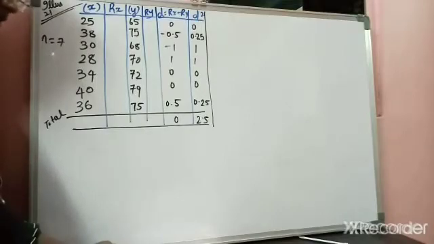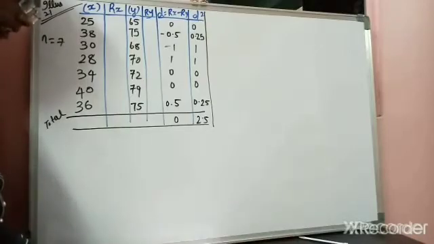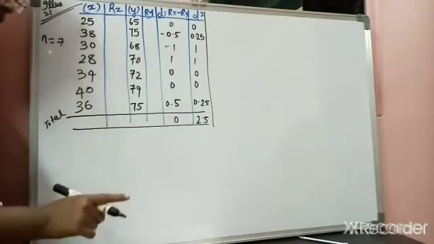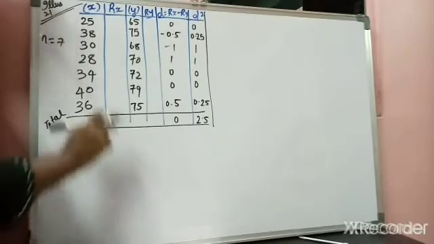In illustration 21 it is asking to find out the rank correlation. In illustration 5 it was a different method, and in illustration 21 it is asking us to solve using the rank correlation method. So now let's calculate. Now you have to assign the ranks for this X variable.